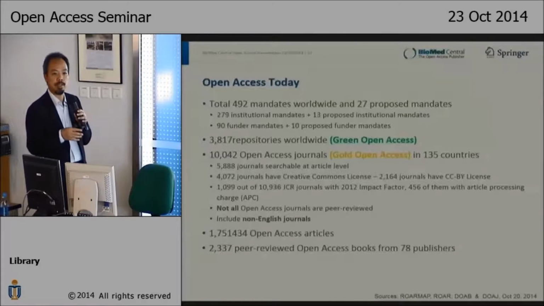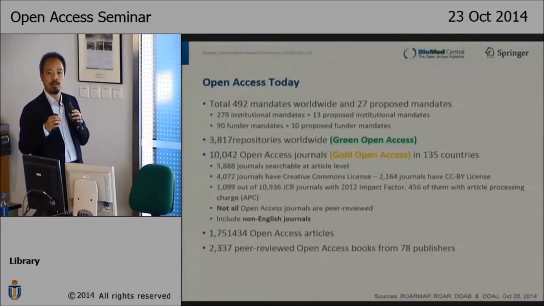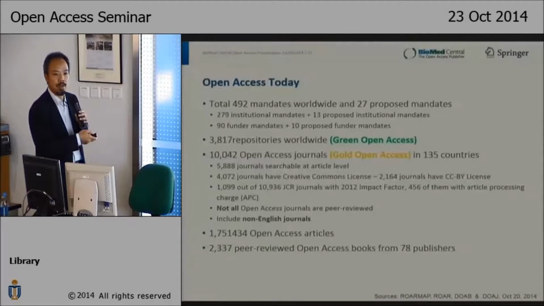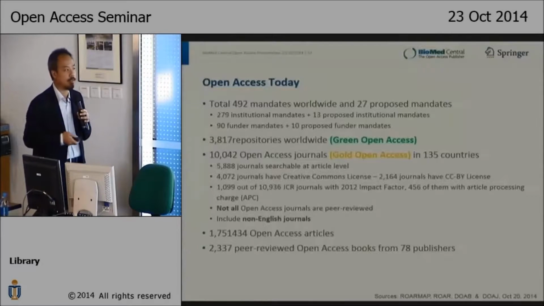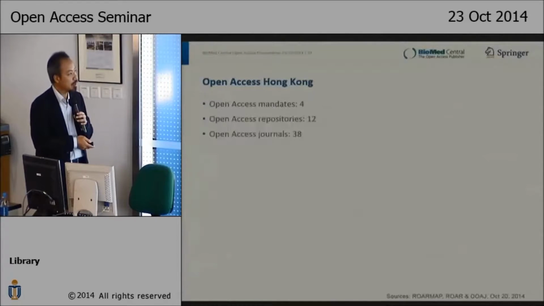That's because open access is quite a new concept. For journals, especially new journals, it takes a few years to get an impact factor. That's why this number is still very small, but I believe it will get higher and higher in the future. One very important thing: open access doesn't mean it's peer reviewed, so there are also some open access journals which are not peer reviewed. There are also some non-English ones. Right now altogether there are 1.7 million open access articles in the world. And open access is also moving in the book direction. It's a very small number, but there are already 2,300 open access books in the world.